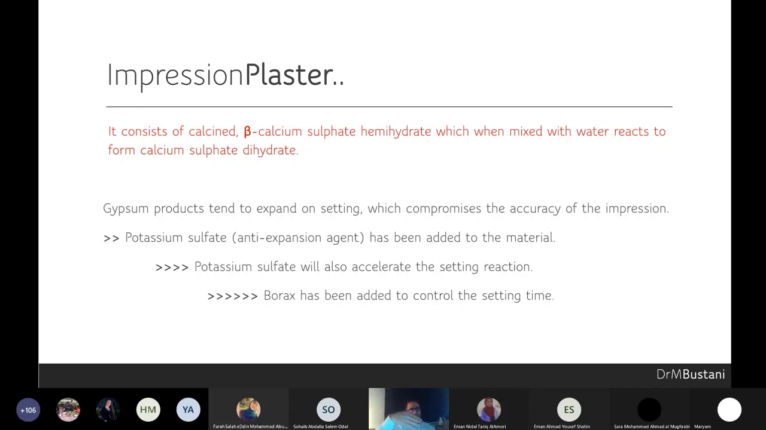So the addition of one material will result in the addition of multiple materials in order to come out with the ideal characteristics of the impression material. That's the main difference between the plaster that is used for the impression, and the plaster that is used to pour your impression and form the casts.